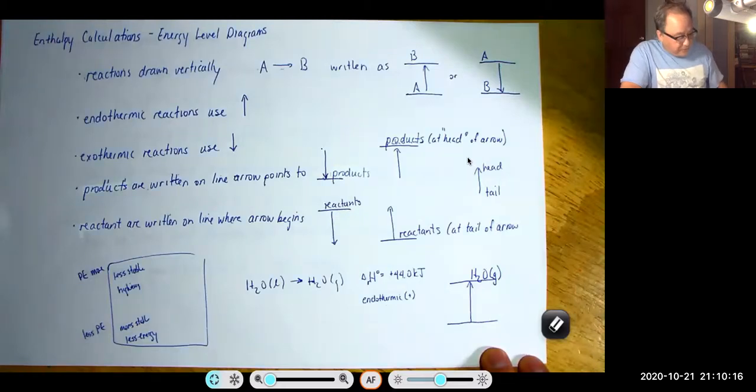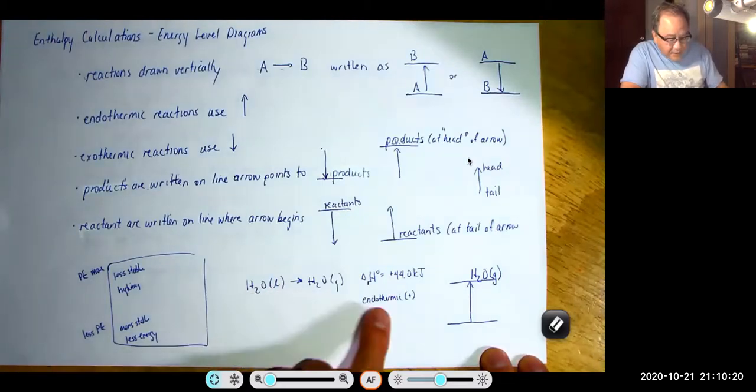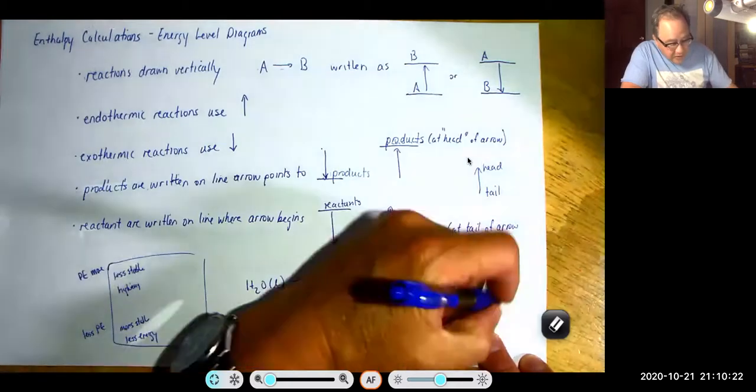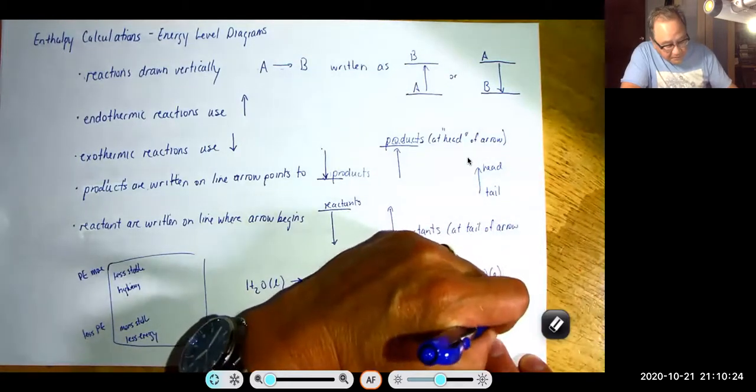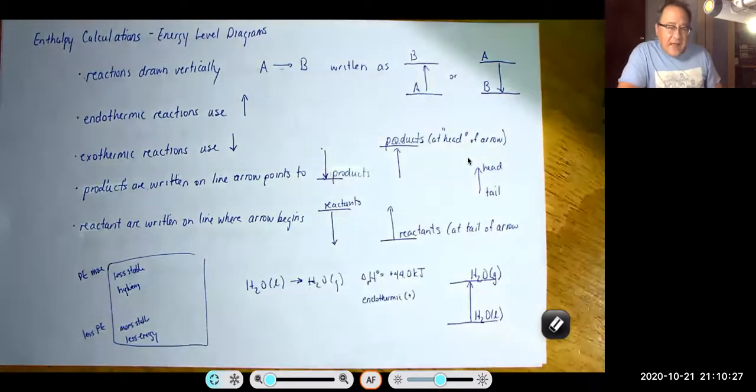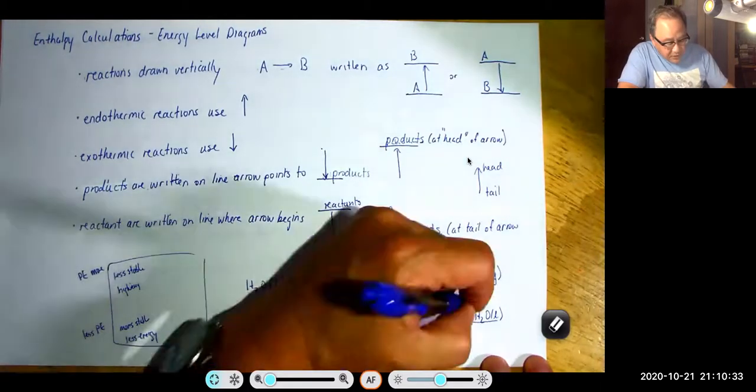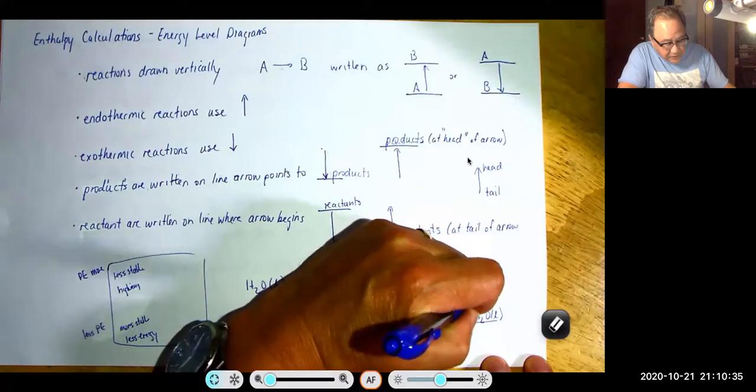So now I'm going to take my H2O liquid, that's the reactant, and I put it at the tail of the arrow. So H2O liquid. Now, the one thing you want to add to this to complete it is the energy going into the reaction. So here's how you do it. You put plus 44.0 kilojoules.